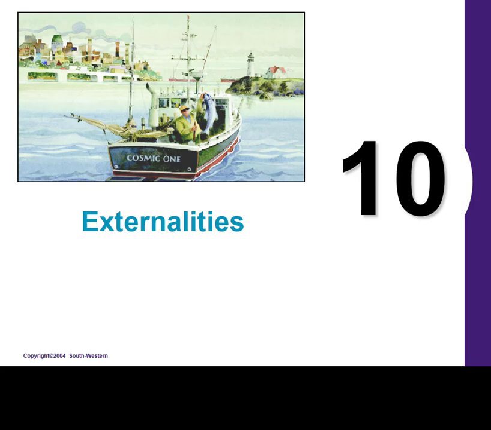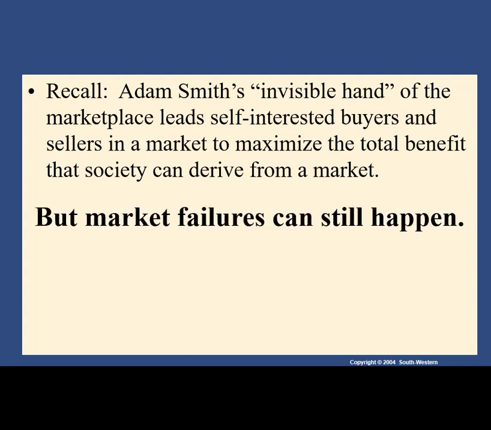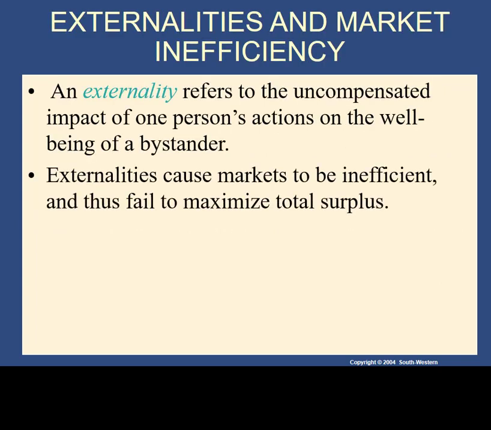So externalities have to do with a general idea that we call a market failure. So remember that we have deadweight losses, and that's how we see a market failure. So the market's failing to be efficient. Okay. So the idea of an externality is given here in the definition: an uncompensated impact of one person's actions on the well-being of a bystander.